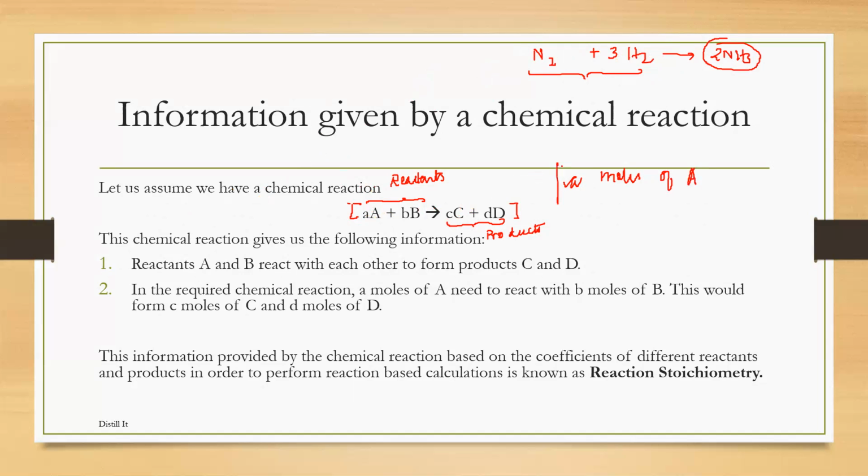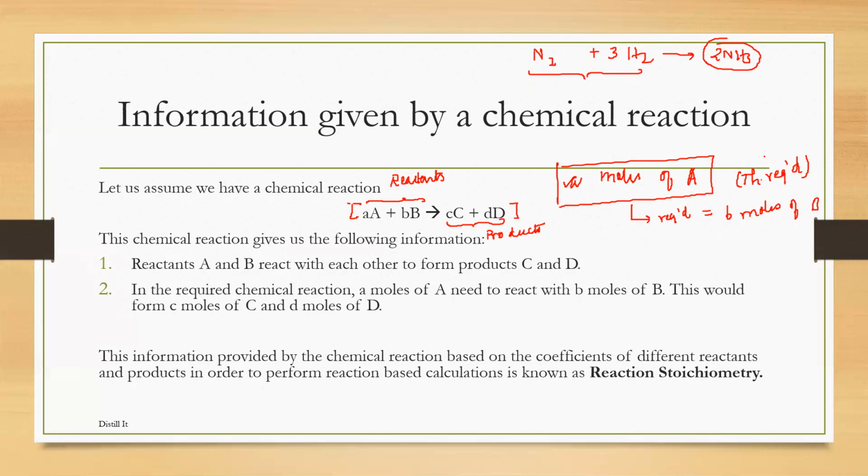I have a moles of A. Whenever I have a moles of A, that means we require b moles of B. So whenever we want this reaction to take place, then for a moles of A, b moles of B are going to be required. These required moles are also known as theoretically required moles. This is a very important term, theoretically required.